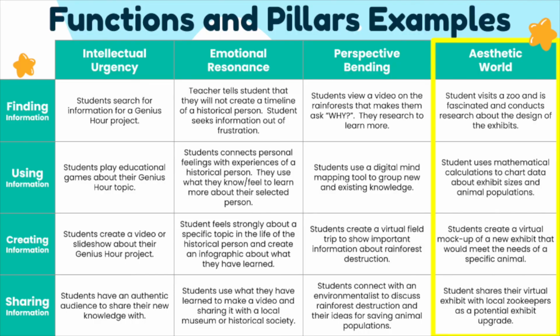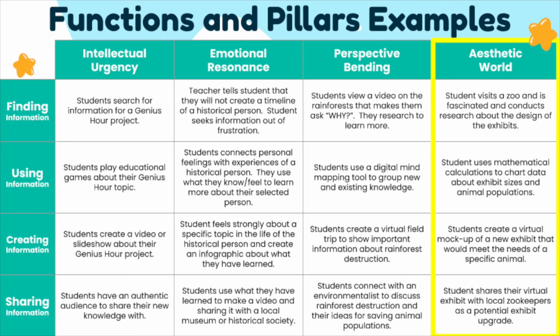So let's just break it down and look at one particular column so that we can start to make sense of this. For this conversation, we'll focus just on the aesthetic world because that's ideally where we would like students to get to. So this gives us something to work towards. If we're thinking about the aesthetic world and finding information, what might that look like?